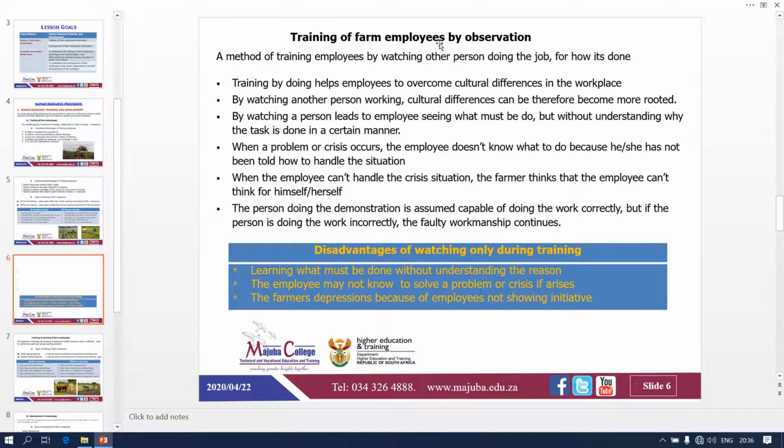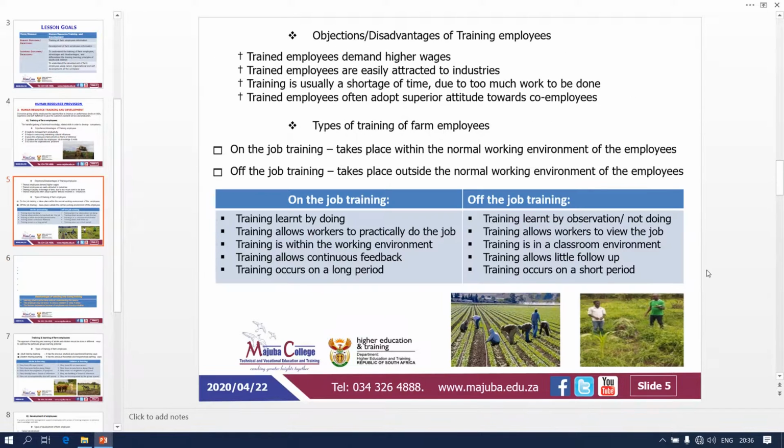Training of farm employees now by observation. Remember this, we are directly speaking to this young fellow now. He's just looking at it. He's observing. It's like a classroom, so to speak. Some are not even on the farm itself. They are just off in the classroom itself. But this one was lucky. He can walk through, but he's doing nothing.